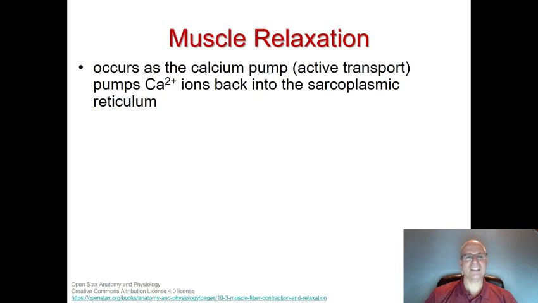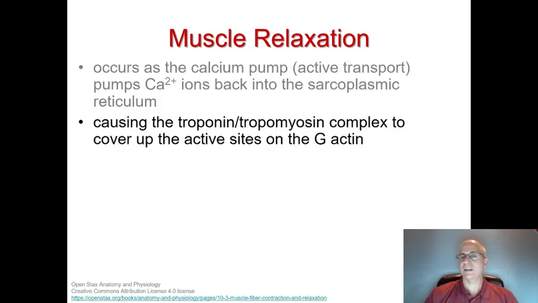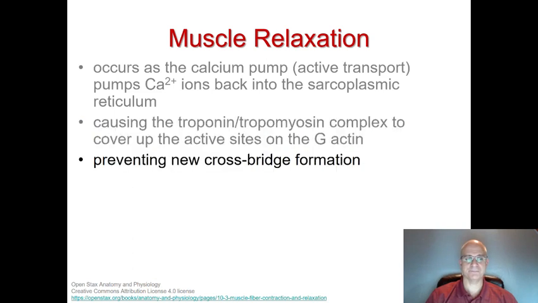So in order for a muscle to relax, you've got to get rid of the calcium. So the calcium pump, which is a form of active transport, is going to pump calcium from the neuromuscular junction back into the sarcoplasmic reticulum of our muscle fiber. And if the calcium is gone, calcium isn't bound to troponin anymore, so the troponin-tropomyosin complex goes back to its original shape. And tropomyosin will then cover up the active sites on our G-actins, and no more cross bridges can occur if the binding sites are covered. And as a result, this prevents more cross bridges from forming.